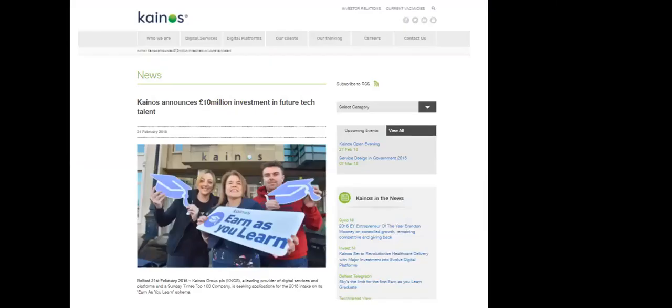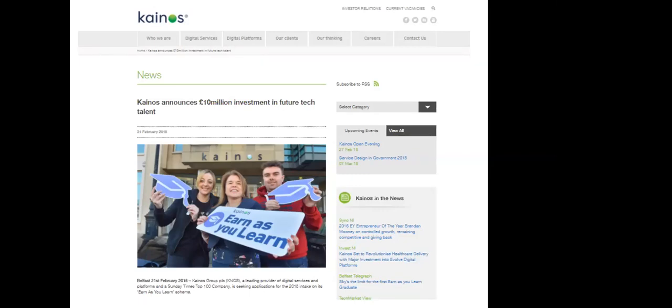We have a partnership with Kainos. So Kainos is one of the largest software houses in Belfast. It's the top employer of our graduates from our school. But 3 years ago, we signed an agreement with Kainos where they support 20 students every year to come and study with us in the school on a part-time basis. They come to us for 1 day and they work in Kainos for 4 days.